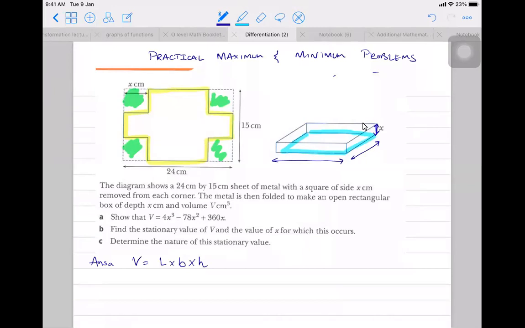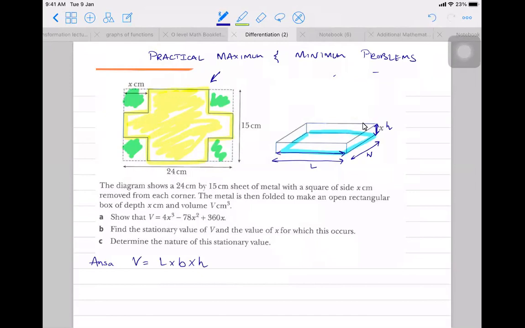Now let's calculate the volume for this. The volume of this rectangular box is simply going to be length times width times height. Now, what is going to be the length of this metal sheet? You can refer to this diagram. It's not going to be 24. That is the catch. The remaining part was folded to form the rectangular box.